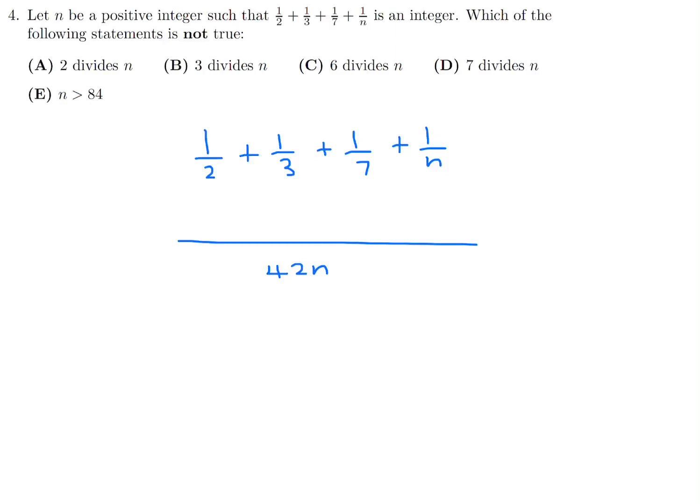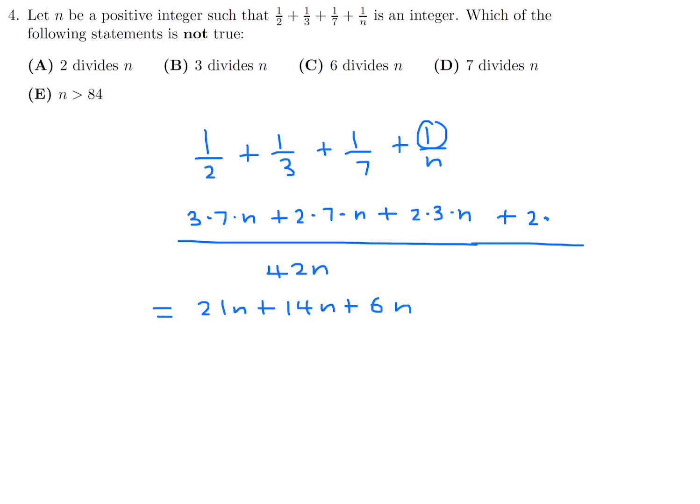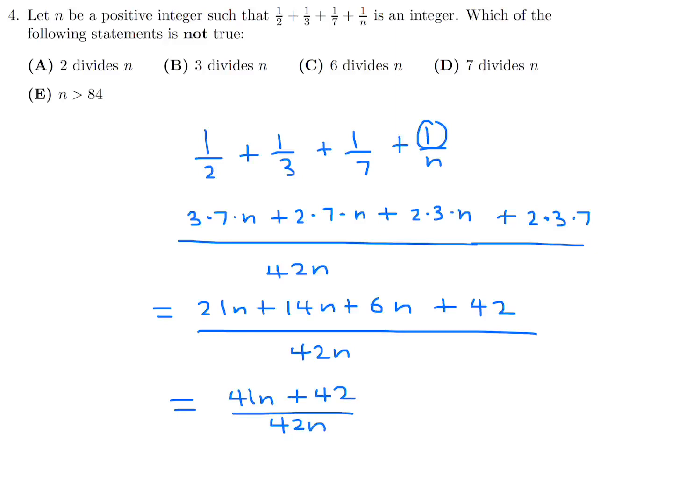All right, common denominator, here we go. This is going to be 3 times 7 times n plus 2 times 7 times n plus 2 times 3 times n, like that. So this becomes 21n plus 14n plus 6n. And I forgot this one. Plus 2 times 3 times 7, like that. Plus 42. All over 42n. So 21 plus 14 plus 6 is 41, plus 42, all over 42n. And this, if you break it up, will be 41n over 42n plus 42 over 42n, like that. So this becomes 41 over 42 plus 1 over n.